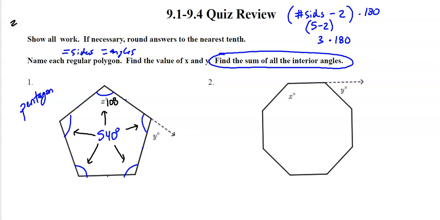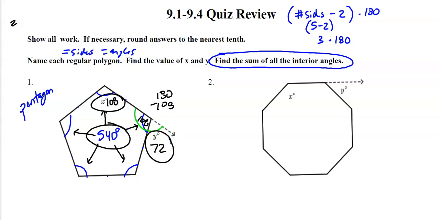And that'll let you find the exterior angle. Why? Because if this angle right here is 108, and these two angles, the inside and the outside, form a straight line, they have to add up to 180 degrees. So 180 minus the 108 means y is 72, x is 108, the sum was 540.